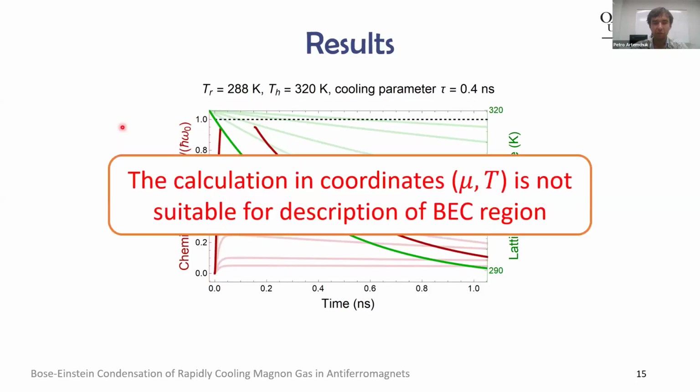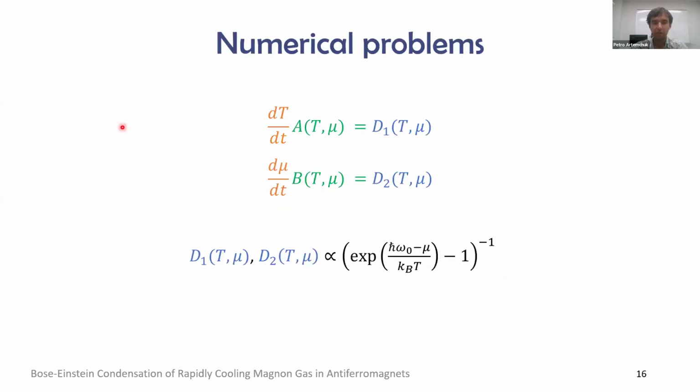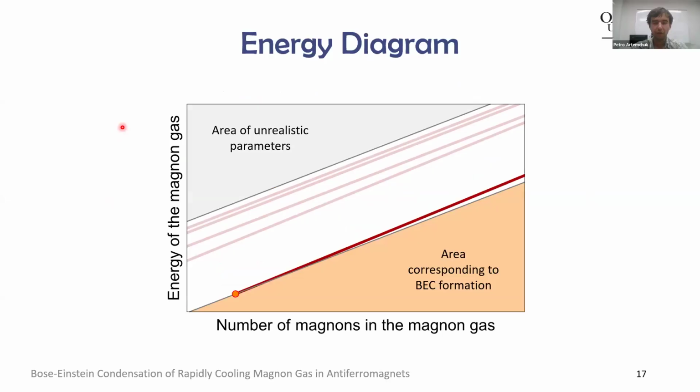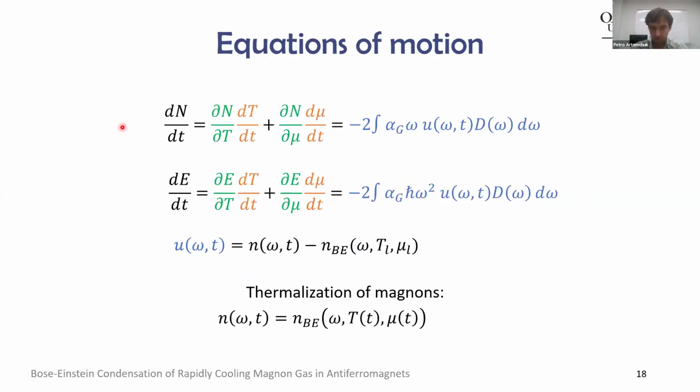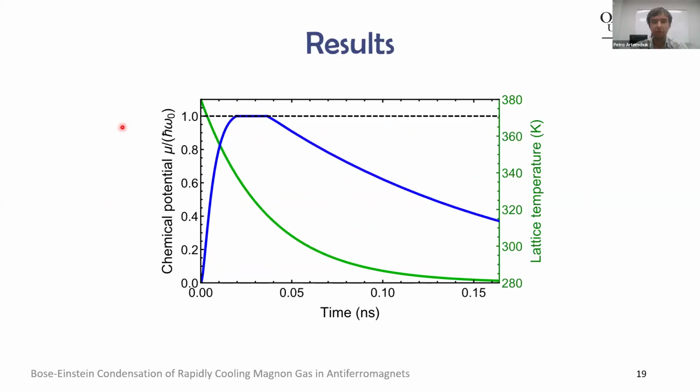And instead what we need to use is equations for total number of particles and total energy, as was in the beginning. And using these equations we can achieve proper simulation. So basically, when we cool down the antiferromagnet fast enough, the chemical potential reaches the minimum of the magnon spectrum. And for a short time, we have formation of a Bose-Einstein condensate.